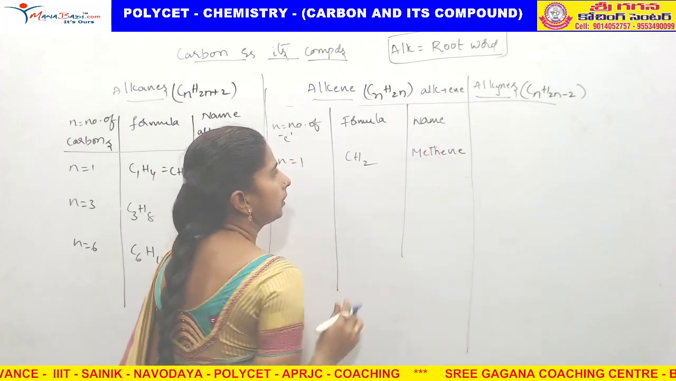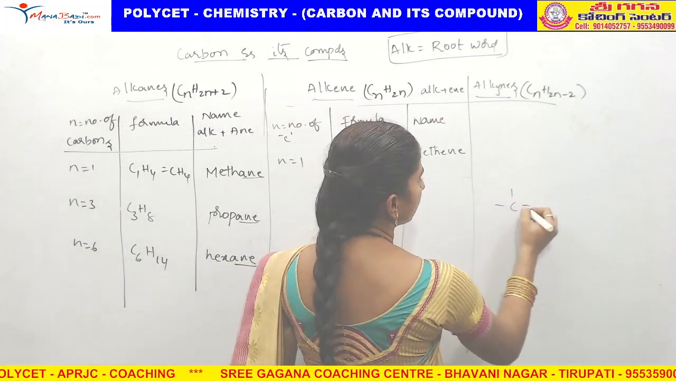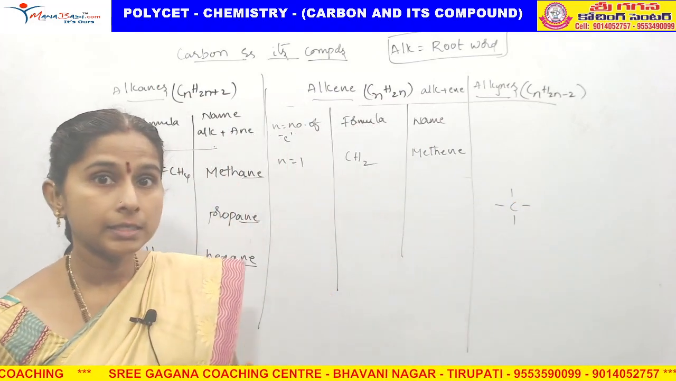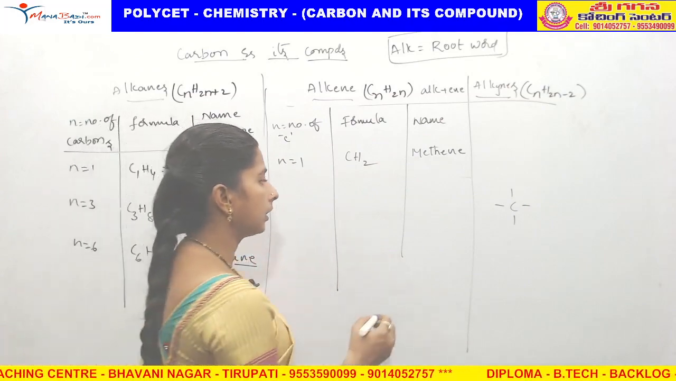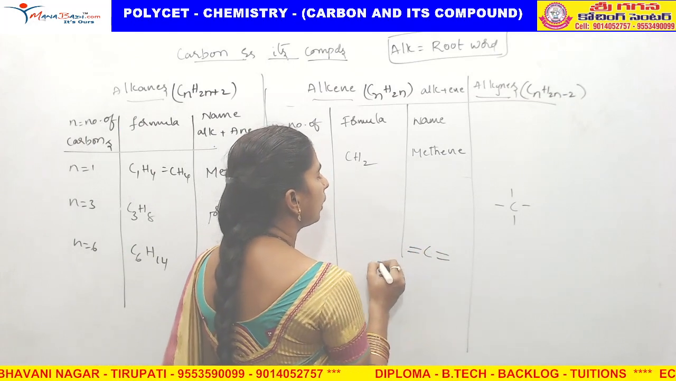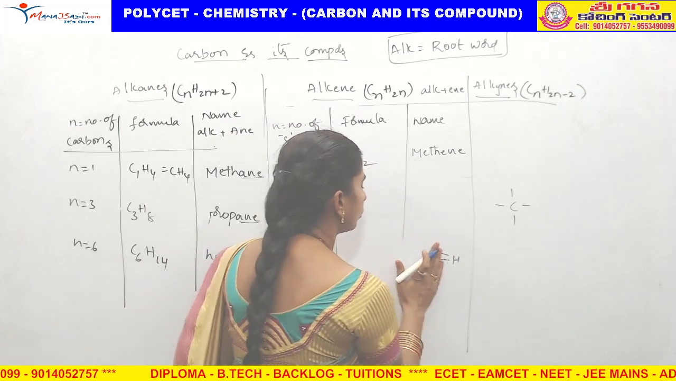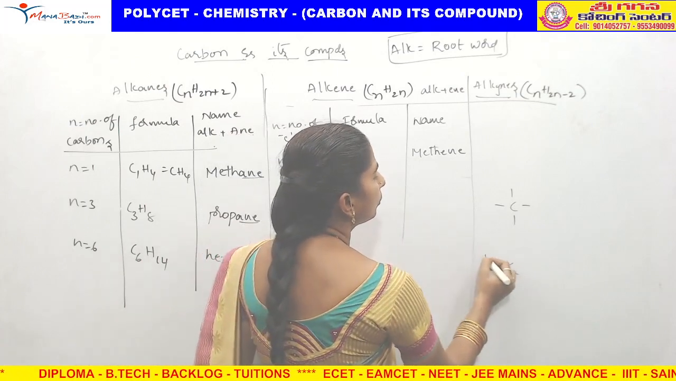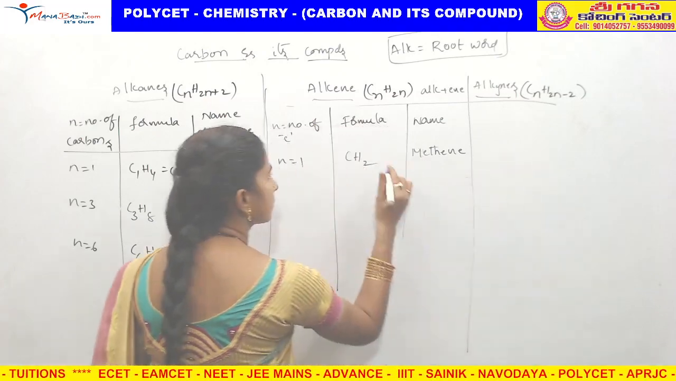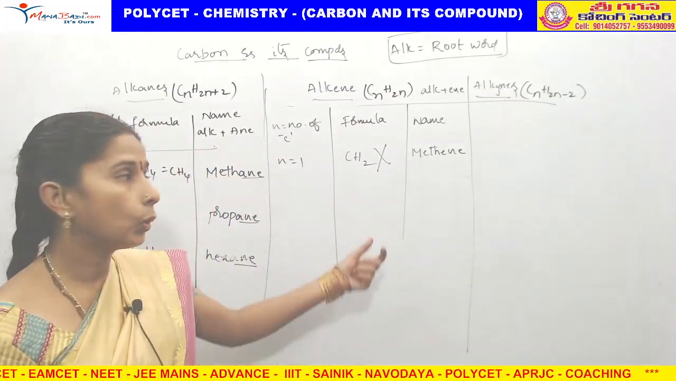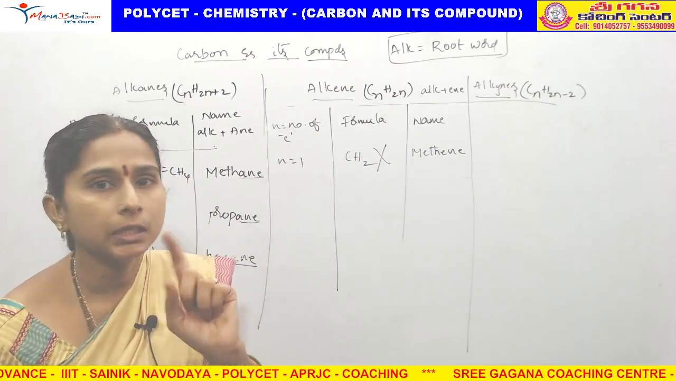Methene. But if you observe CH2, carbon always has its tetravalency, four bonds should be there. You may think that with two carbons, two hydrogens, two bonds. Hydrogen is able to form only one bond, I already told you. So only two bonds are there, the remaining two bonds are not there, so it does not exist. So alkene does not start with n equal to 1. A one-carbon alkene is not there.